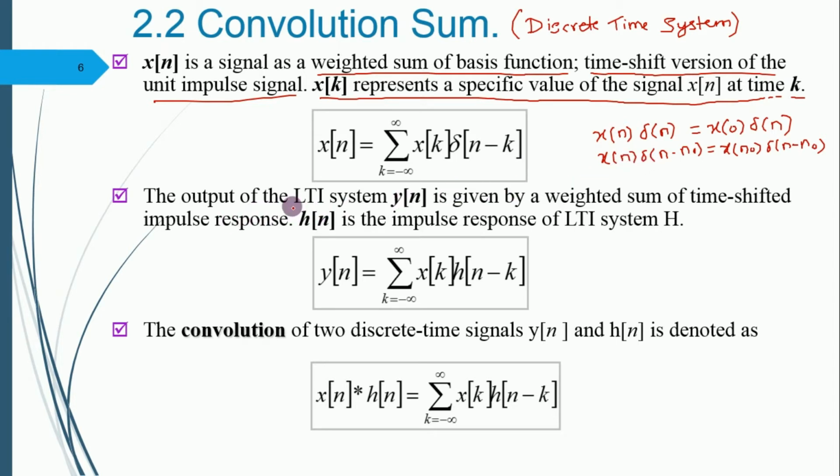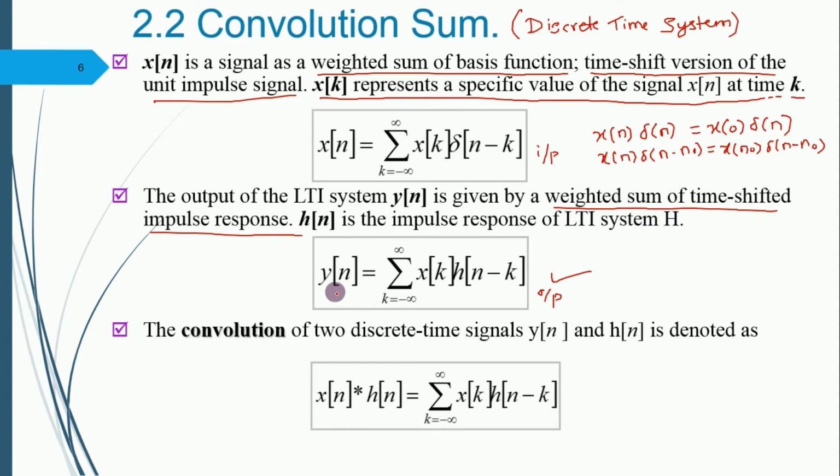Now, how is the output represented? The output of the LTI system y of n is given by a weighted sum of time shifted impulse responses, where h of n is the impulse response of the LTI system. Here it is y of n equals the sum of x of k h of n minus k. This is my input, this is my output, so we will do a derivation to get the output from the given input.